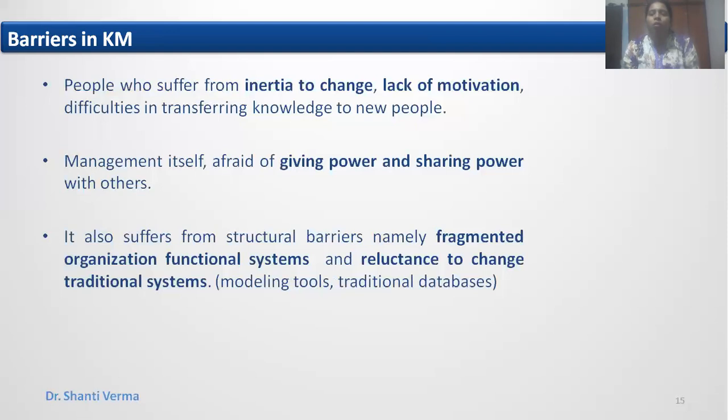If a person is knowledgeable and deserves the position, management should take action to give this position to that particular person. It also suffers from structural barriers, namely fragmented organization, functional systems, and reluctance to change traditional systems. Some persons in the organizations are comfortable with traditional systems, and they are not eager to learn new technologies, and that affects the knowledge management process.